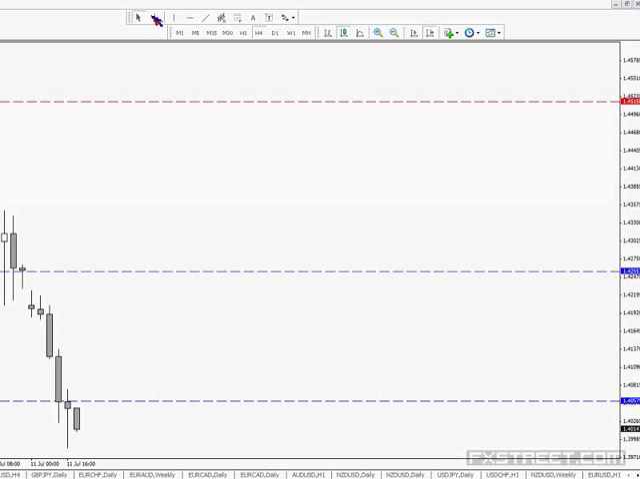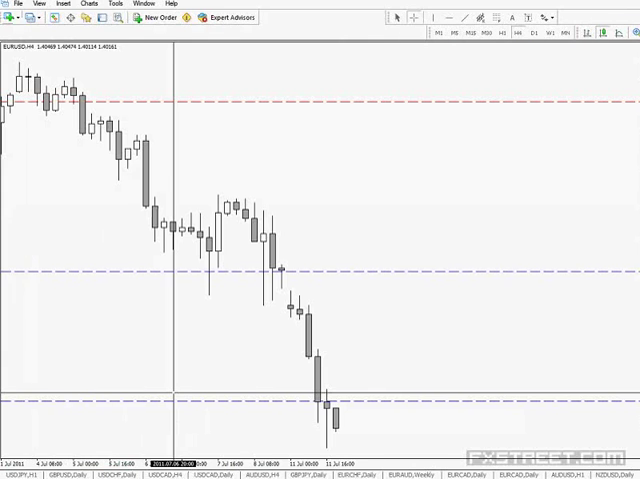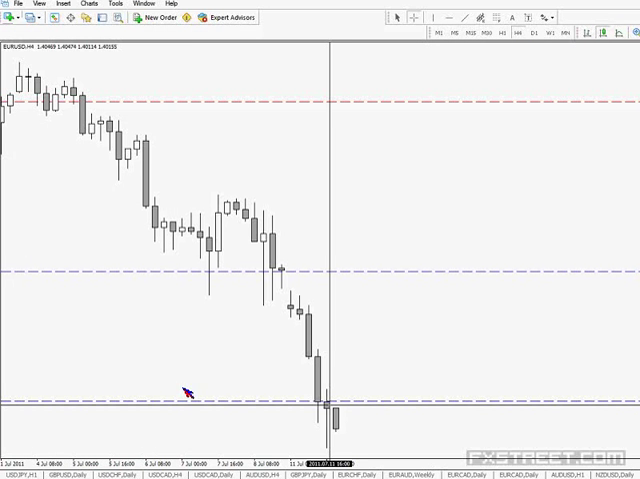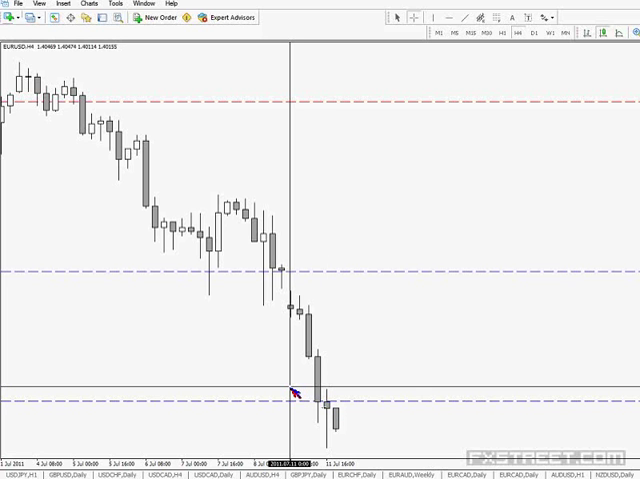What would it need to do to give us a clue, though? It would have to do a couple of things. First of all, we'd want to see the market trade higher. So the high of the kangaroo tail is 1.4075. So if it traded up to 1.4079, that'd be 4 pips higher.